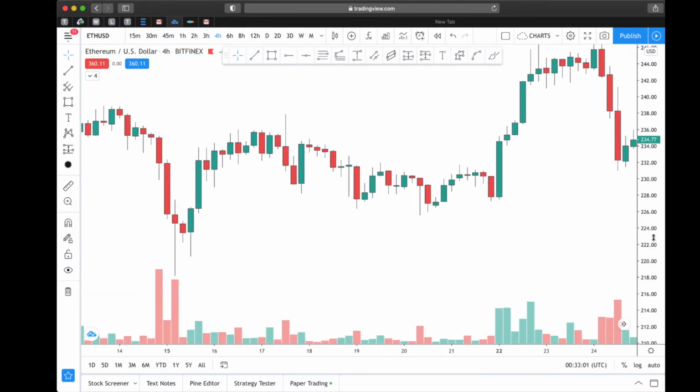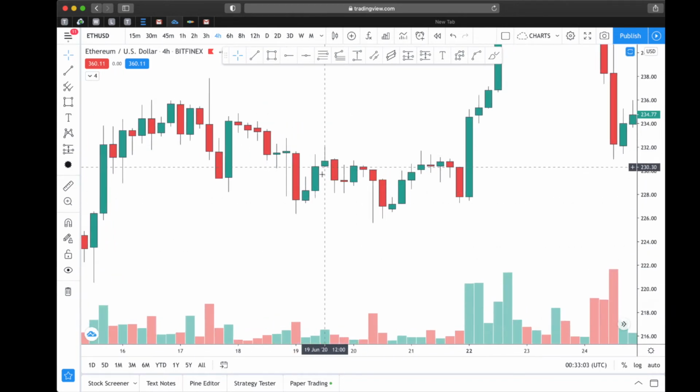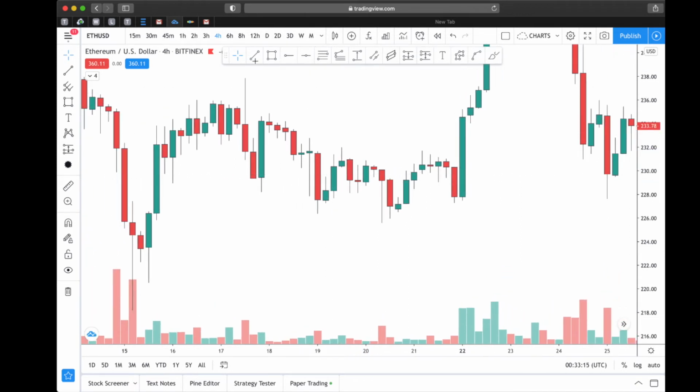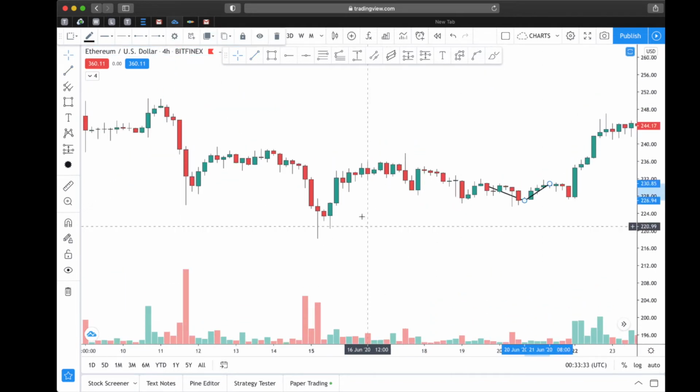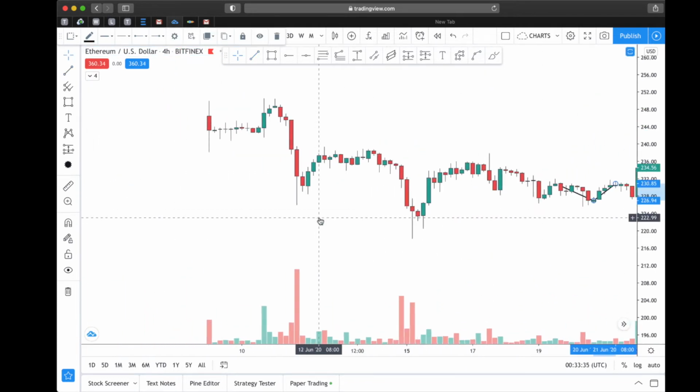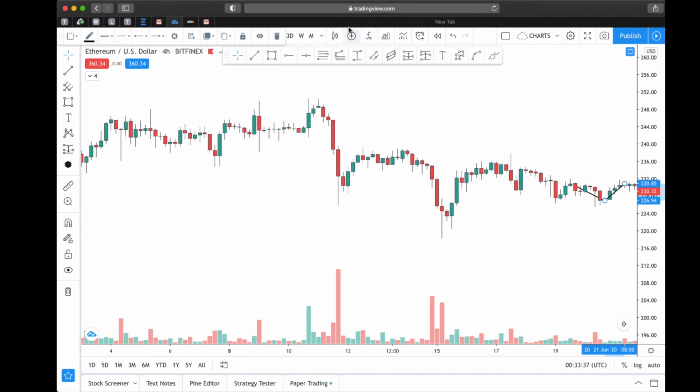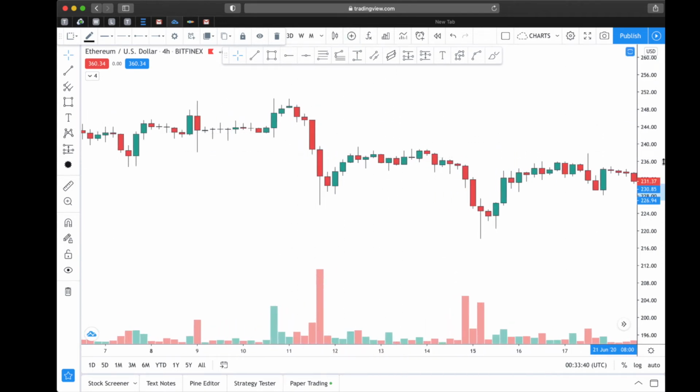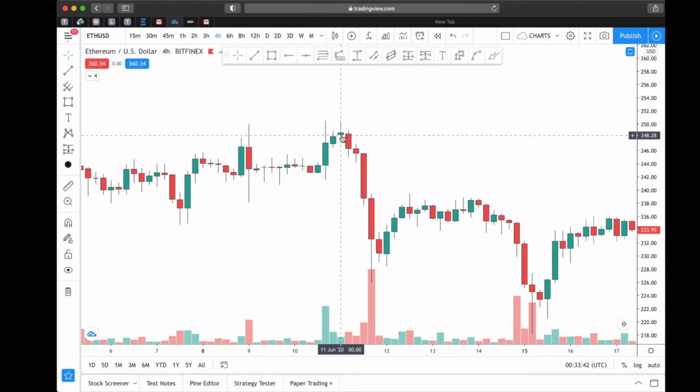Here is an evening star candle. We have the green candle, the small candle, and the red candle. The red candle is bigger than 50% of the green candle, which is an evening star. You can see after the evening star, the price dropped. Then we saw a morning star and then price increased. So this one is a bullish engulfing pattern. This is also a bullish engulfing pattern. This is an evening star.